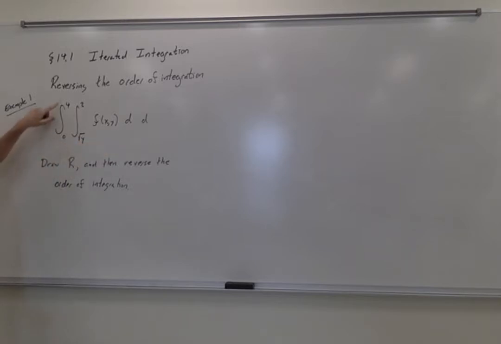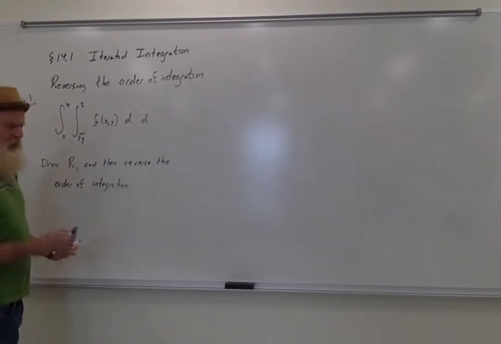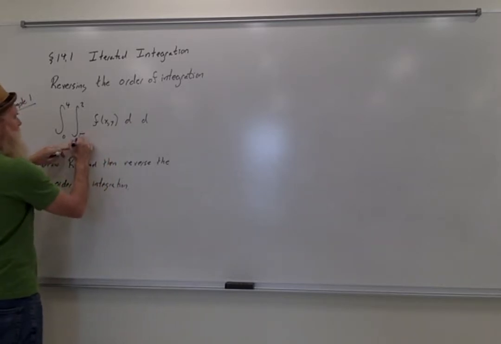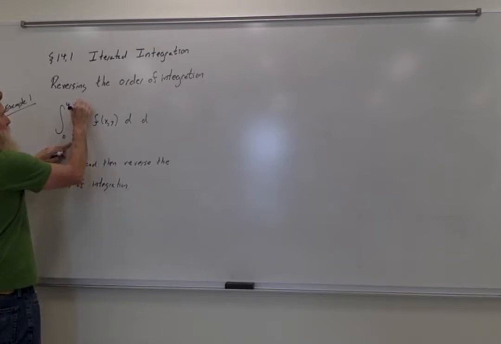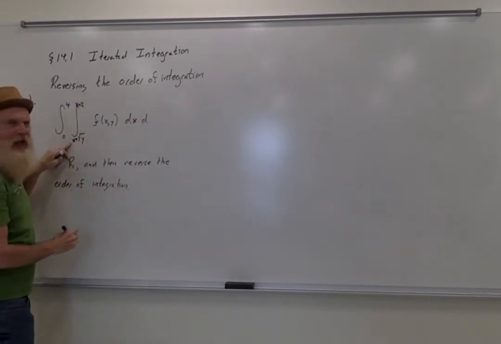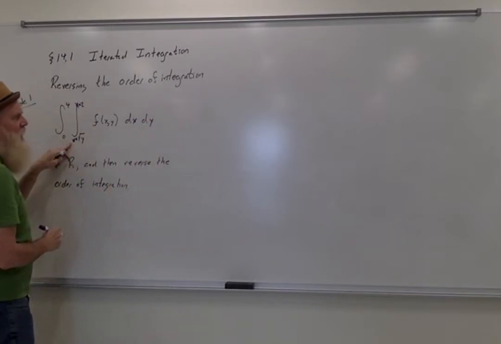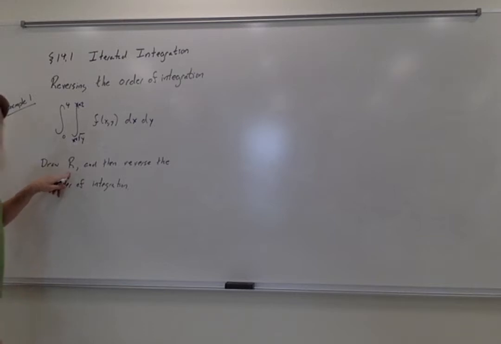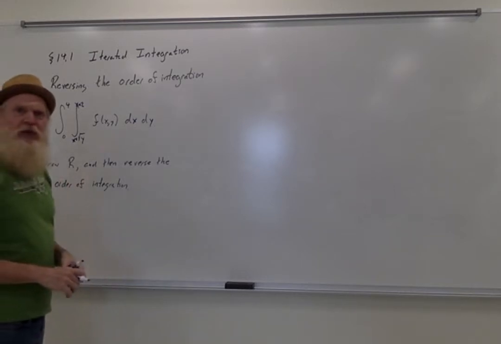But the integral from 0 to 4, integral from square root of y to 2 of the function f d something. First of all, can you look at that and tell which order this is, dx dy or dy dx? Hopefully you're seeing that since this would be from x equals square root of y to x equals 2, the inside bound must be x and the outside bound y. So what I want us to do with this is first of all draw the region and then reverse the order of integration.